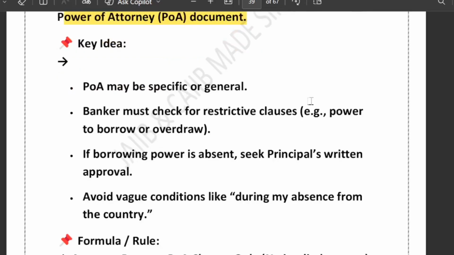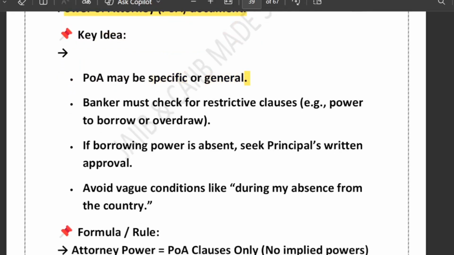The key idea is that POA can be specific, POA can be general. Bankers must check for restrictive clauses, like power to borrow or power to overdraw. These are called restrictive clauses. If borrowing power is absent, seek principal's written approval. Avoid vague conditions like during my absence from the country.